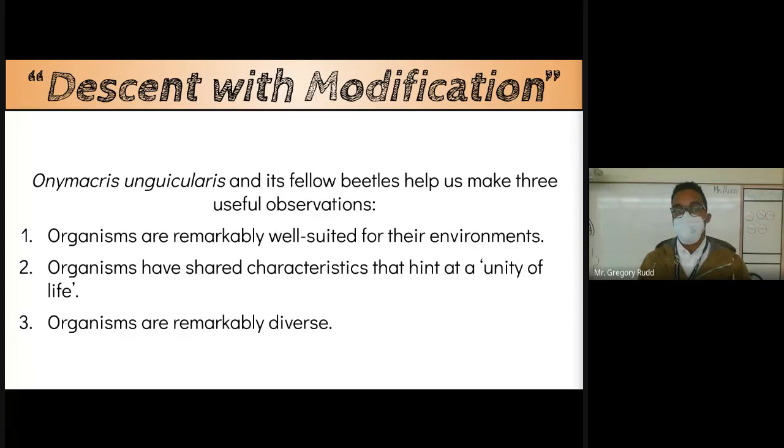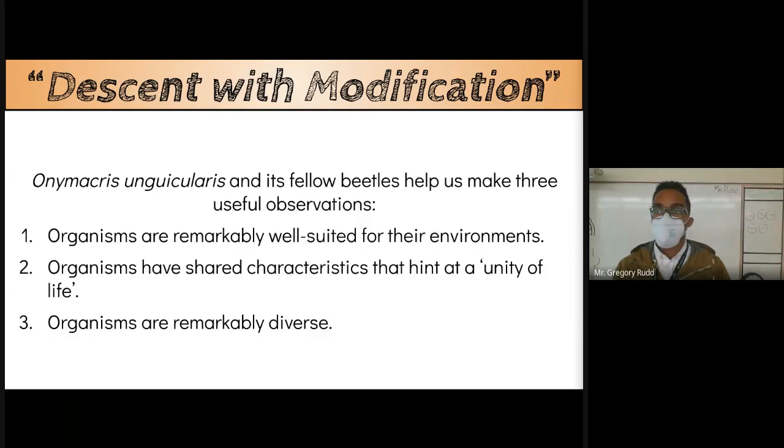You wouldn't see a beetle like the one we're just talking about living in the polar tundra, where there's plenty of water in the form of snow. You wouldn't see it living in the rainforest, where there's plenty of water in the form of precipitation. So organisms are going to be remarkably well suited for their environment.